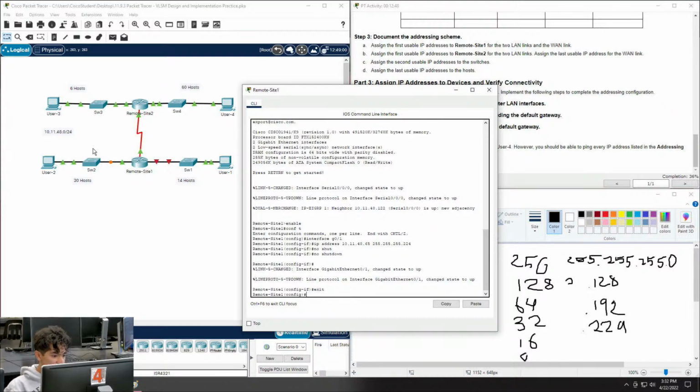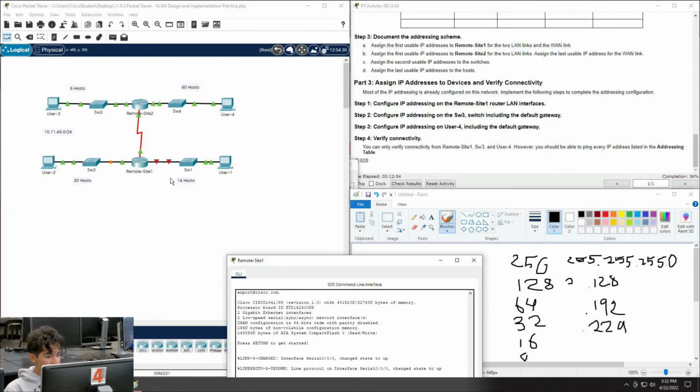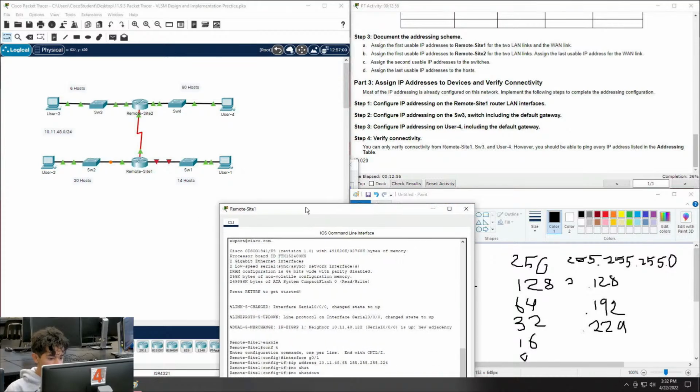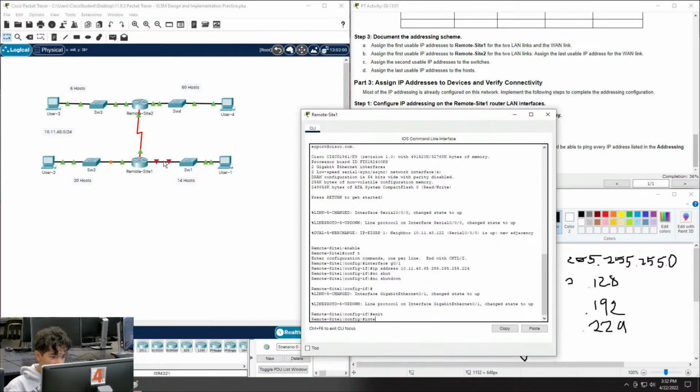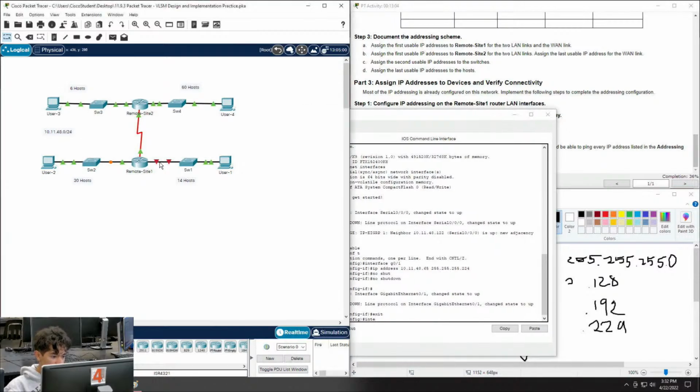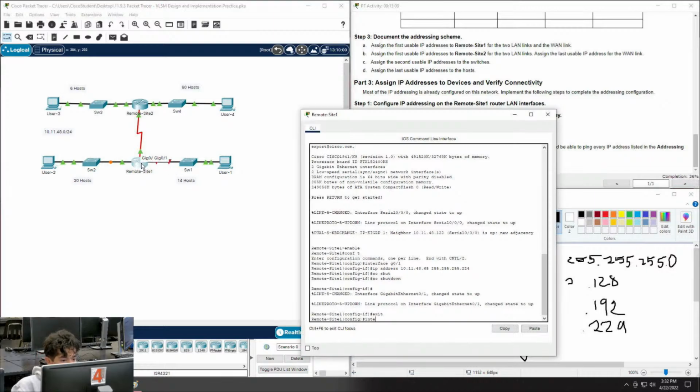So we have this all set up now, and the next highest would be with 14 hosts. So we could try to set that one up. That would be, let's check and see. Gigabit 0, I think that's 0. Wait, that's what I was just in. That wouldn't make sense.